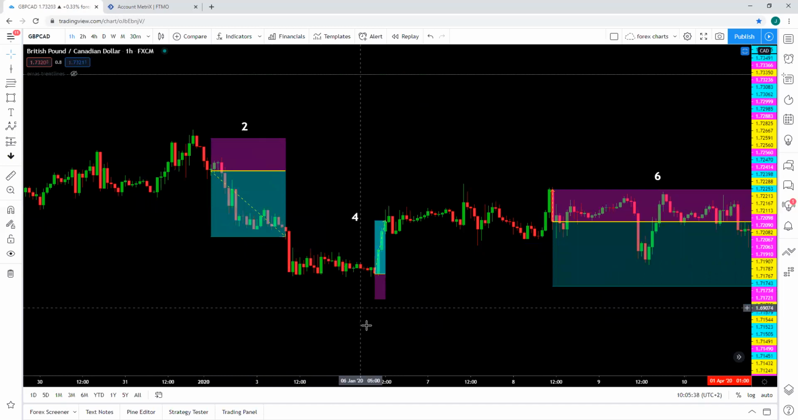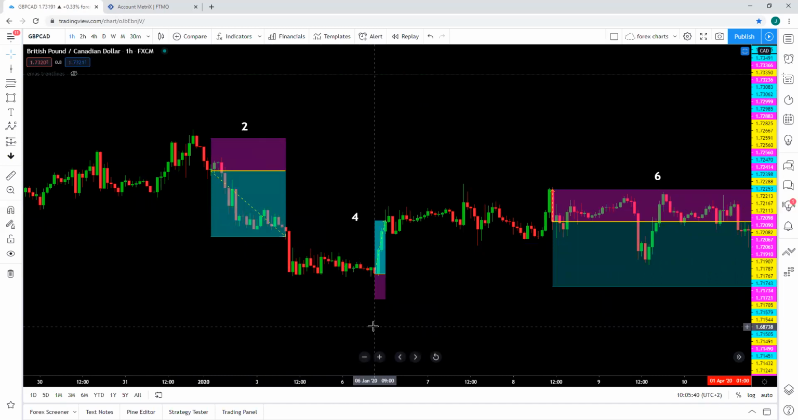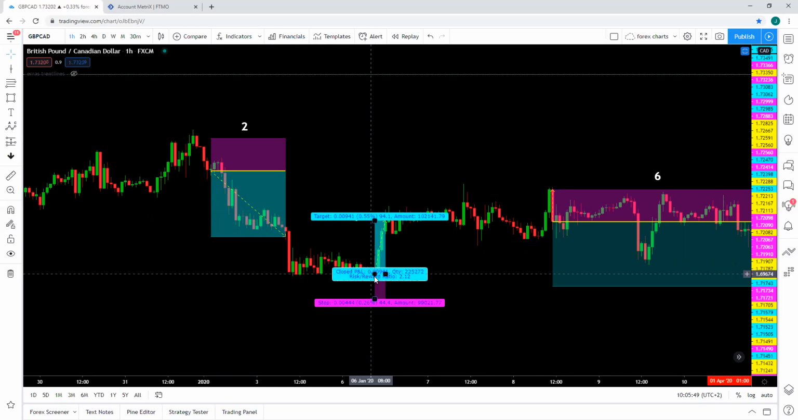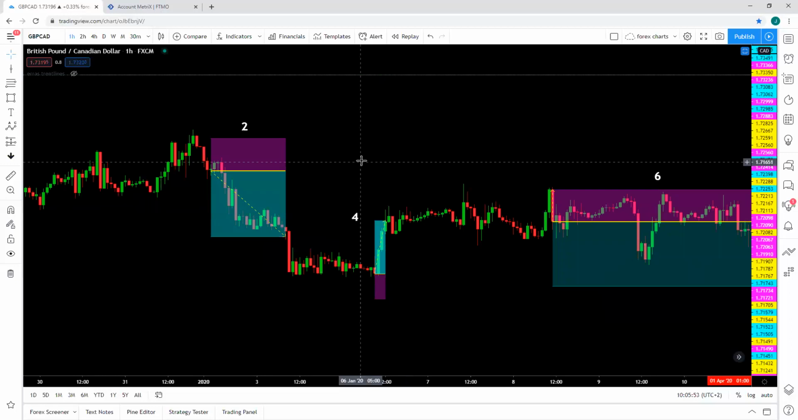So then the next thing was, it was on the 6th, the Monday, I must buy this pair at 9 o'clock. So you can see exactly at 9 o'clock when this candle closed, the red candle closed here at the bottom, I bought this pair.